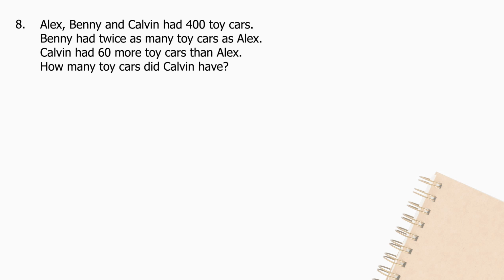Question 8. Alex, Benny and Calvin had 400 toy cars. Benny had twice as many toy cars as Alex. Calvin had 60 more toy cars than Alex. How many toy cars did Calvin have?